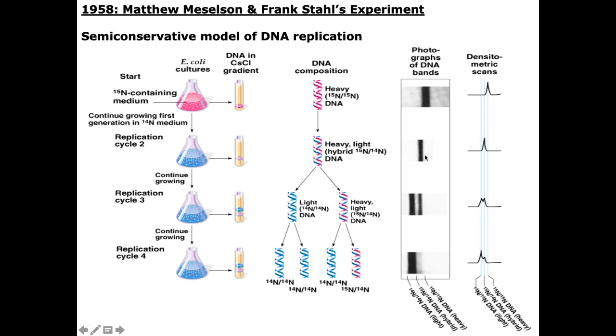Then they let it grow again. After the hybrid was produced, they ran two different gradients, one for 14N and one for 15N together. They discovered one band with light 14N and one with heavy and light together, which was the hybrid. They repeated the replication several times, and from the light DNA they again found light, while from the hybrid they again found one light and one hybrid. This cycle keeps going if you keep replicating. So this experiment shows that DNA is semi-conservative in nature.